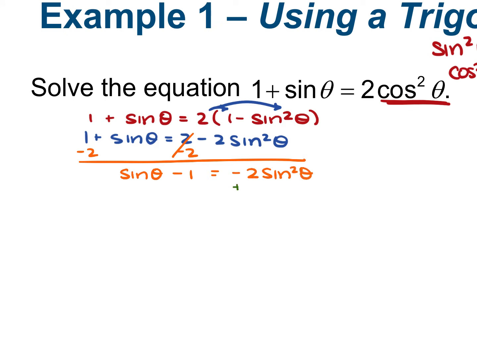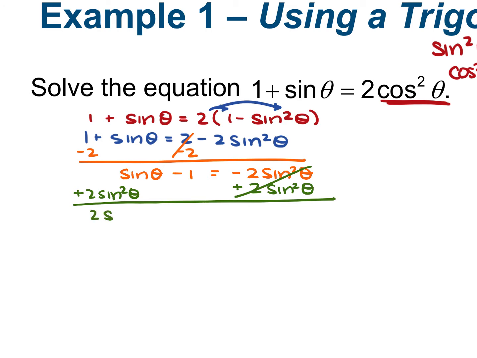From here, we're just going to add the 2 sine squared theta to both sides. Be careful, because that 2 sine squared theta and that sine theta are not like terms, so they do not combine. In order for them to be like terms, they have to have the same exponent on them, and they don't. So this is just 2 sine squared theta plus sine theta minus 1 is equal to 0.